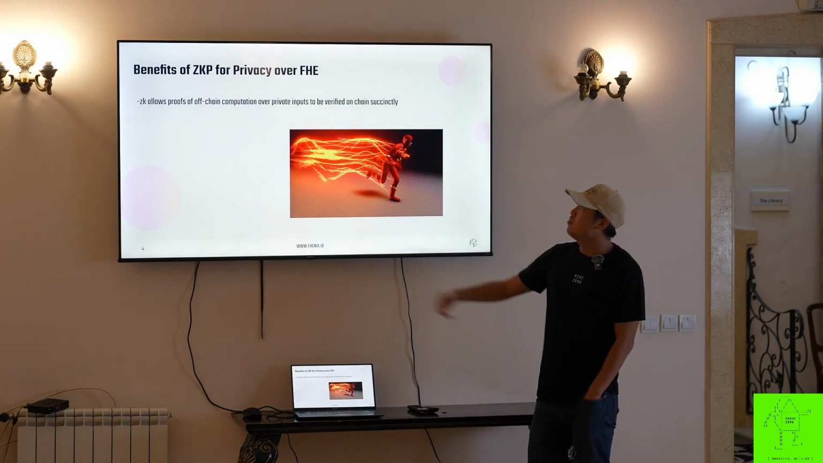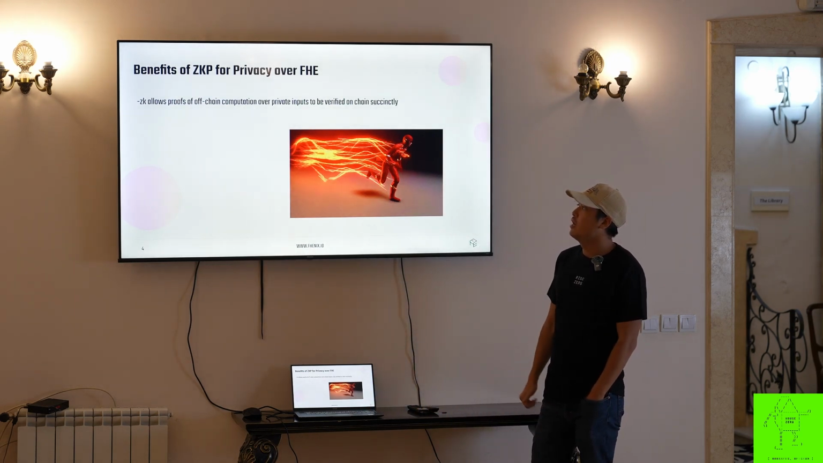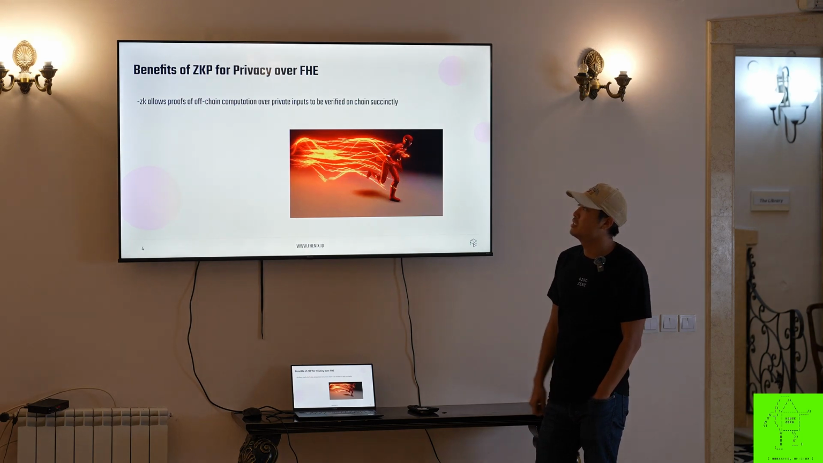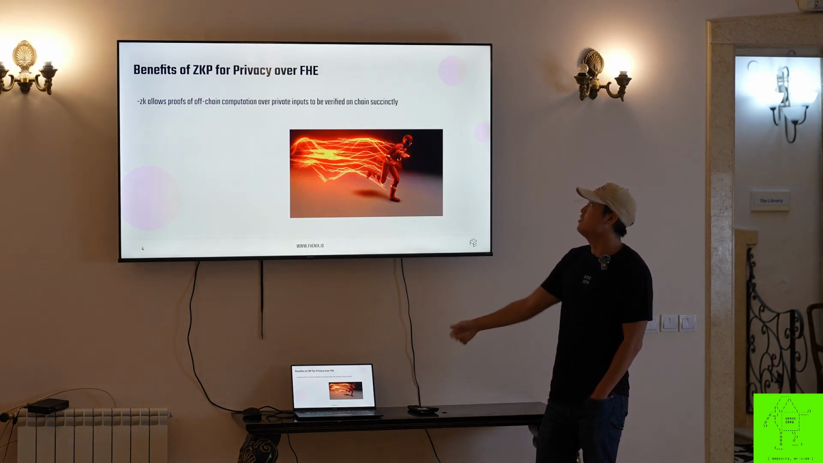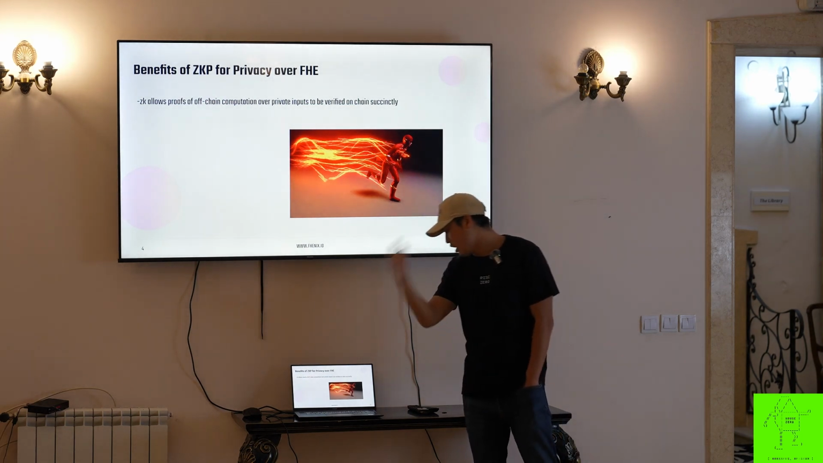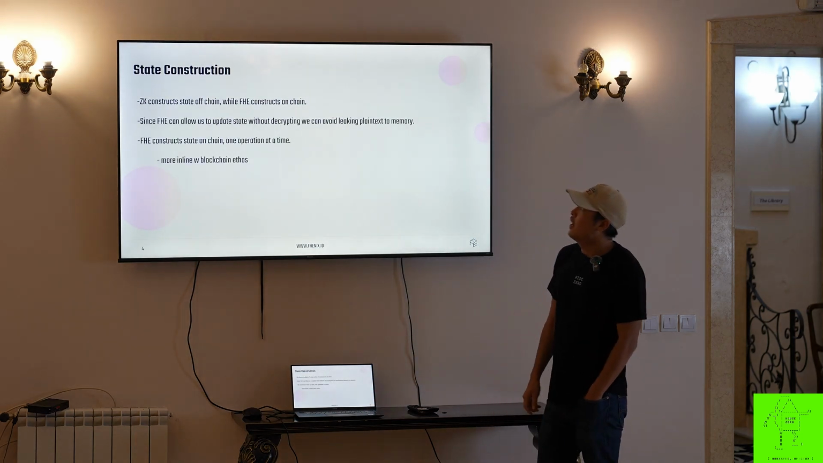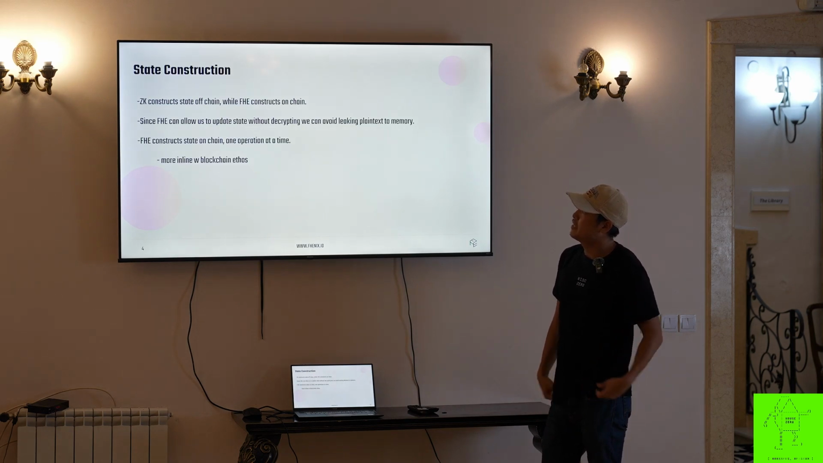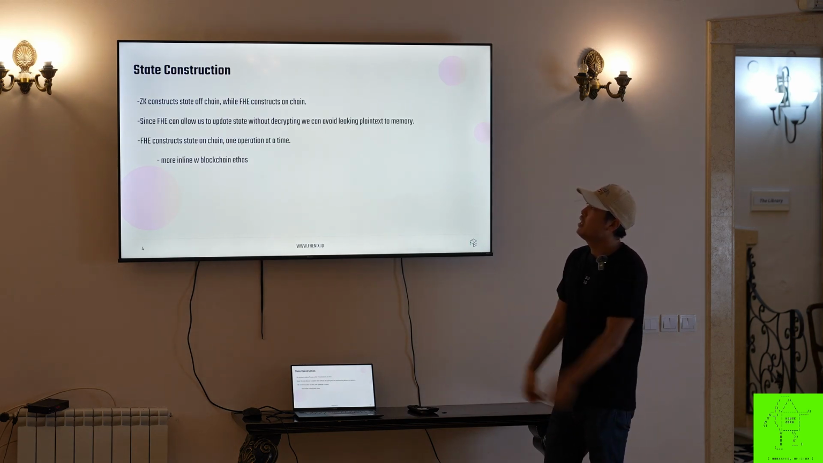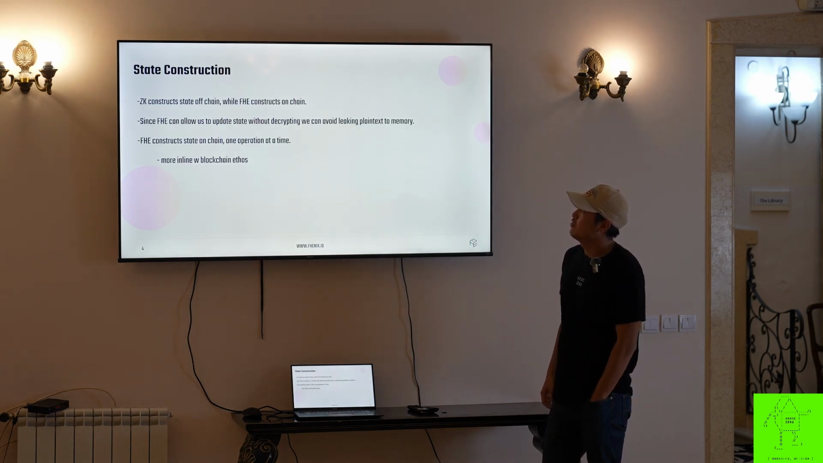And the benefits of ZKP for privacy over FHE, I suppose you could make the argument that ZK allows for sync verification versus FHE. The operations themselves have to happen sequentially. I mean, there's research being done into parallelization, but generally speaking, state construction, again, ZK has to happen off chain versus FHE on chain.